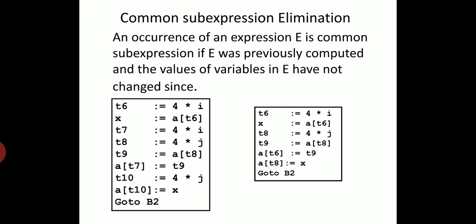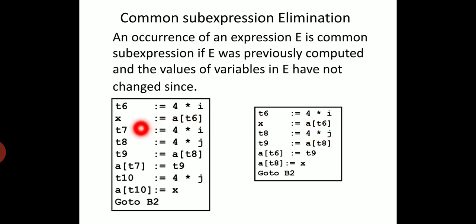So here, when we consider the previous quicksort function as a basic block, we know that T7 is equal to 4 star I, T6 is also 4 star I, T8 equal to 4 star J, T10 equal to 4 star J. We know that 4 star I and 4 star J are computed twice. Even after the first computation, 4 star I has not changed. So when we compute it again, we will get the same result. So we can avoid or eliminate that redundancy.